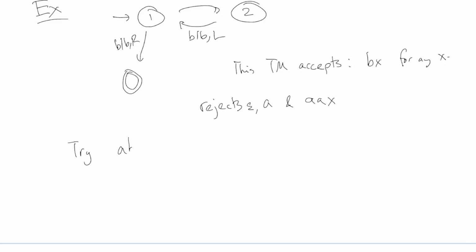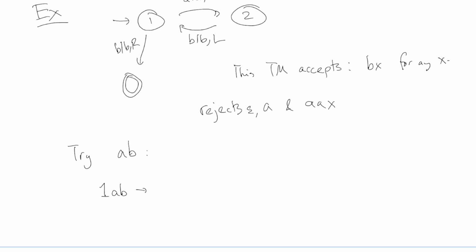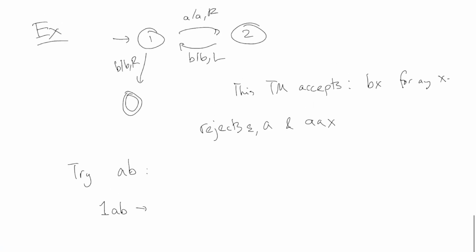Let's try AB. If I were to write this down using derivations, I'd write it like 1AB. In state 1, I see A. I'll make it an A and move to the right, so it now says A2B, because I changed to state 2. Now I'm in state 2, I see B. I go this way. This is a B, B, L, so the B stays as a B, move the head to the left and change to state 1. That means this 2 goes back to the left and changes to state 1. It becomes 1AB.